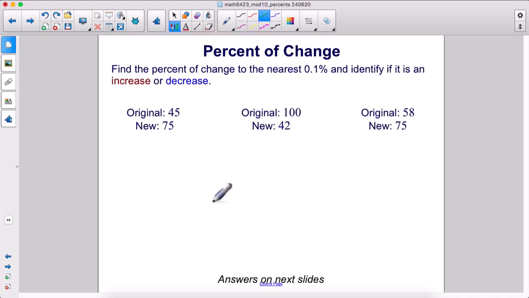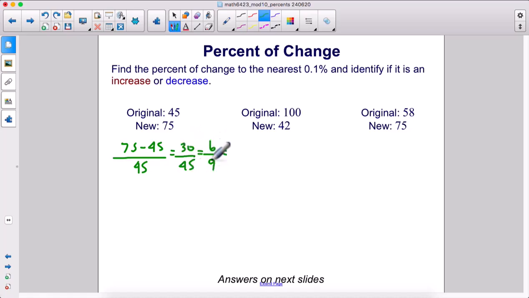Find the percent of change to the nearest 0.1% and identify if it is an increase or decrease. Original, 45. New, 75. The difference between them, 30. So 75 minus 45 divided by the original amount, 45. So 75 minus 45 is 30 divided by 45. So what is 30 divided by 45? Well, let's divide top and bottom by 5, so we get 6 over 9, which can be further reduced. We could have divided by 15, right?